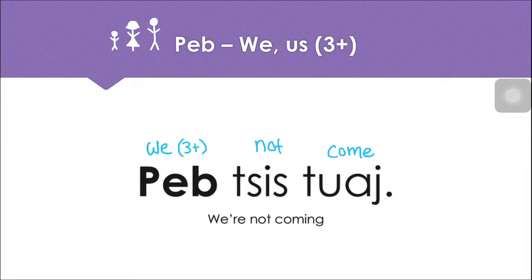Now the same concept, we and us, but for three or more people. So whether it's 3, 10, 100, 1,000, you would use the word bay, bay. So in this sentence example, we have bay ji toa, bay ji toa. We're not coming. Okay, so that's for we or us, three or more people.